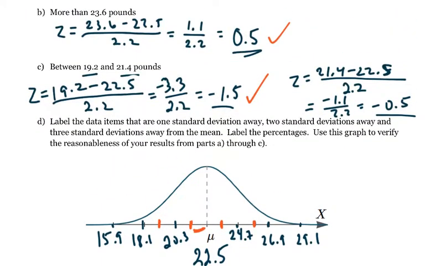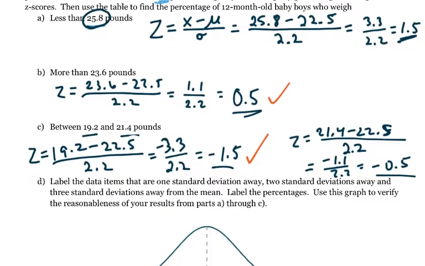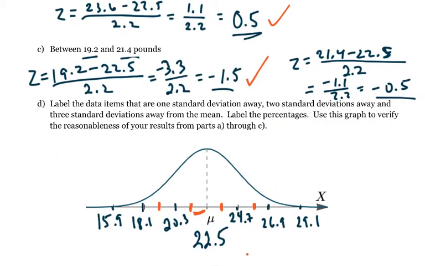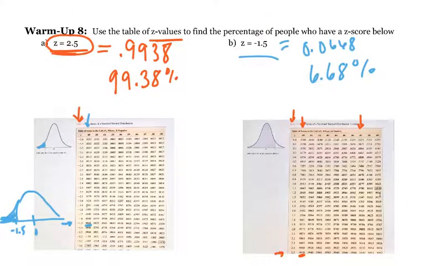So here we go. We want to find the table to find the percentages of a 12-month-old baby who weighs 25.8 pounds. So 25.8 was here at 1.5. So we look at our z-score chart. I'm going to go back to look at that, and you're going to find 1.5. It's on the positive side. So that's right here. There are no hundredths place. So we have 0.9332.